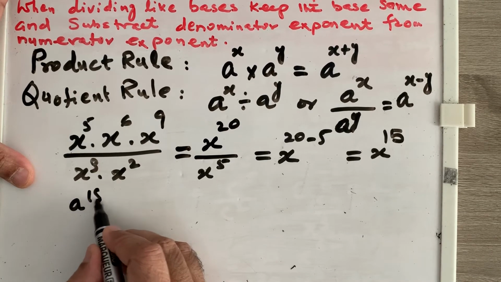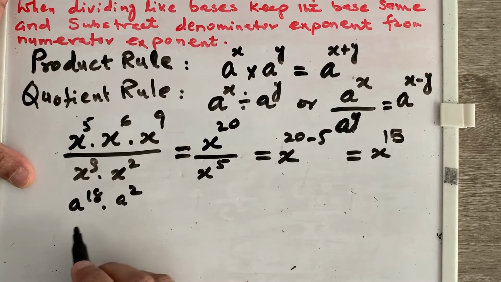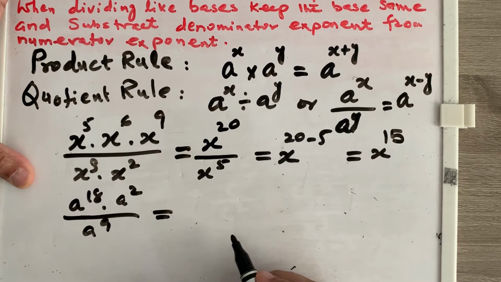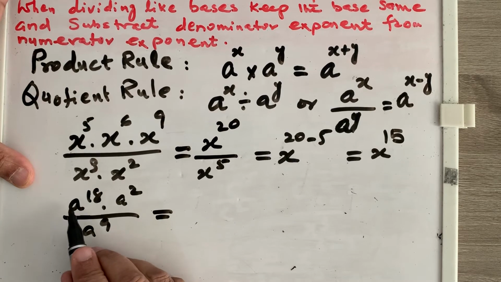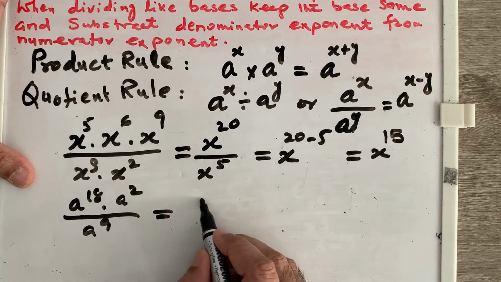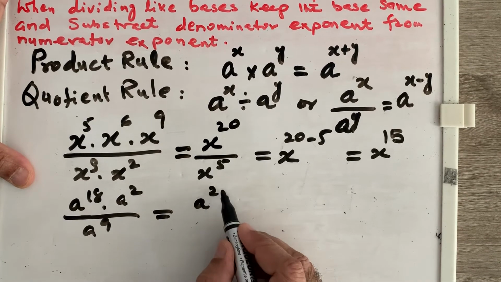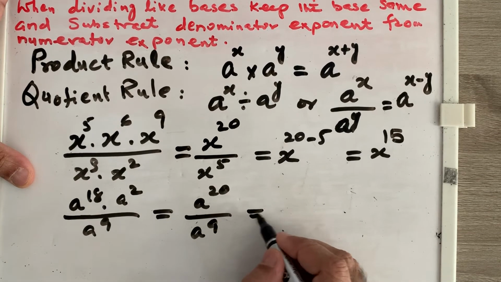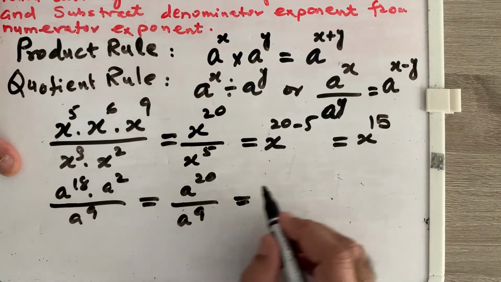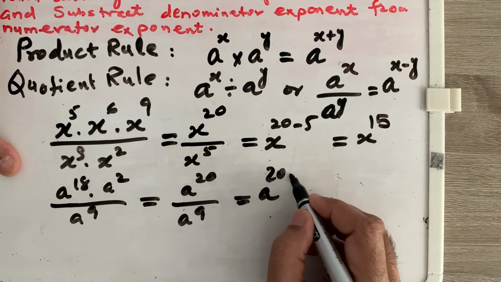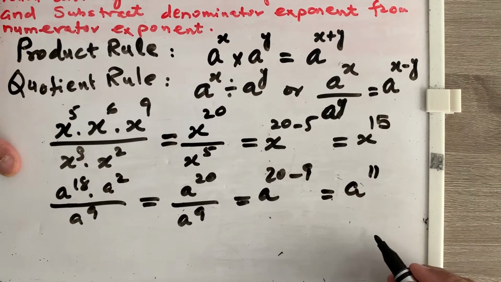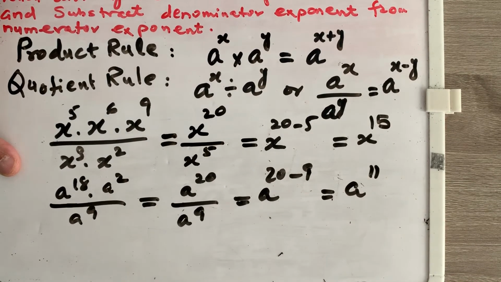a power 18 times a power 2, right, divided by a power 9. How do you solve it? You will say, okay, the bases are same, so I am going to add the powers in the numerator first, which will make me a power 20. But in the denominator, I have a power 9. Now I will apply the quotient rule, and I will subtract the power. So a power 20 minus 9, and that will be a power 11. So this way, you have to practice the two rules, product rule and the quotient rule.